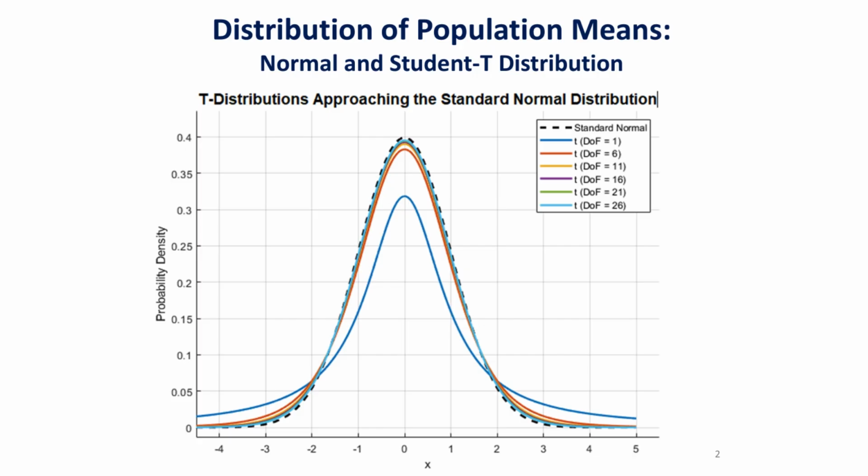2. T-distribution. It is used when the population standard deviation is unknown and the sample size is small, typically n less than 30. It's similar to the normal distribution but has heavier tails, accounting for more variability due to smaller sample sizes. It becomes closer to the normal distribution as sample size increases.